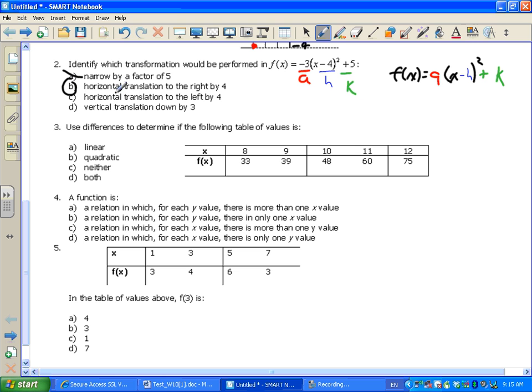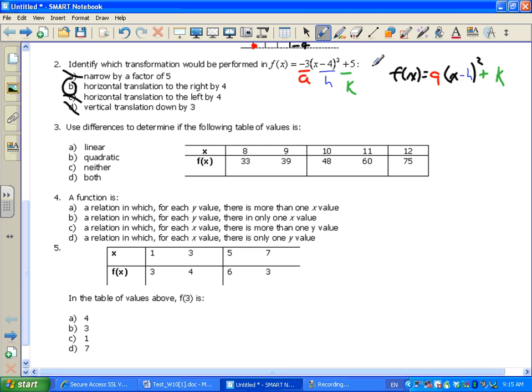So this is an option, but whenever you do multiple choice, make sure you go through all of them and eliminate the other ones. Horizontal translation to the left by 4. No, that's not correct. Vertical translation down by 3. No, our translation is up by 5. So our answer is B for the second one. Questions? Concerns?